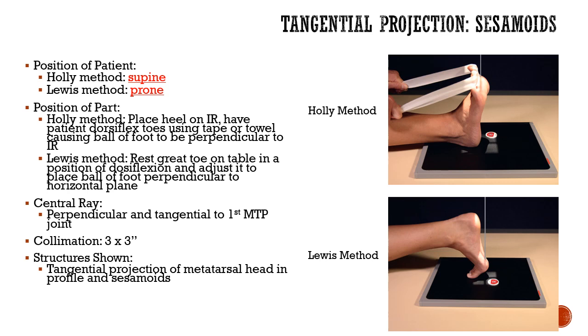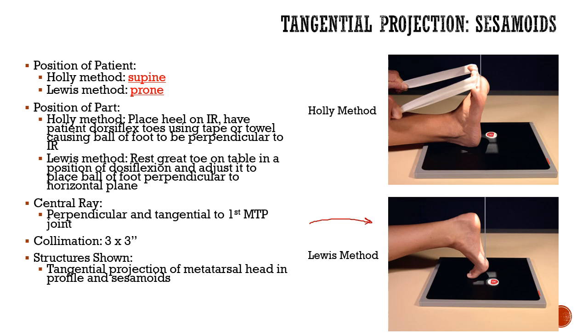There are two tangential projections for the sesamoid bones. The Holly method is performed with the patient supine. The patient will place their heel on the image receptor. They're going to dorsiflex their toes using tape or a towel, causing the ball of the foot to be perpendicular to the image receptor.